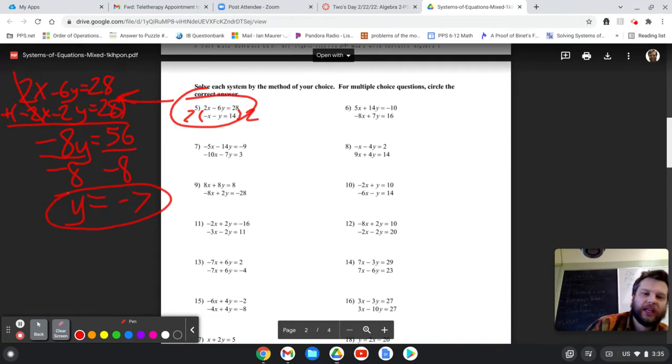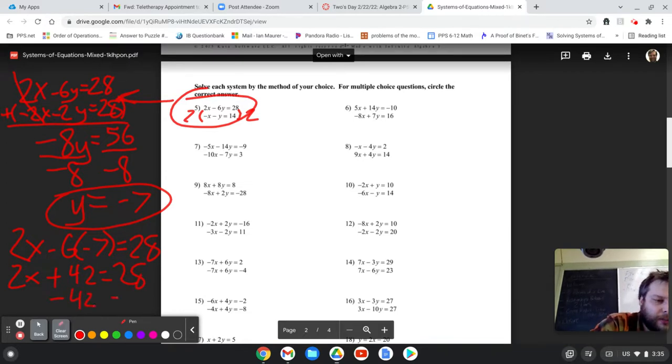Once I have y equals negative 7, I take that value and I substitute it into whatever equation I want to use. I like the top equation. So I go 2x minus 6 times y equals 28. Then I go 6 times 7, 6 times 7 makes 42. Two negatives make a positive. So 2x plus 42 equals 28.